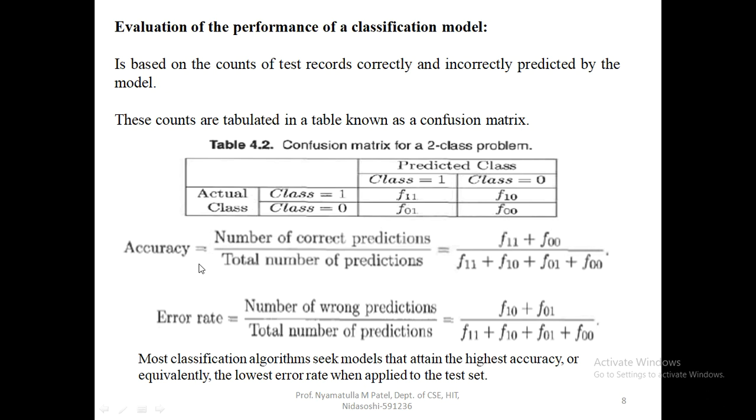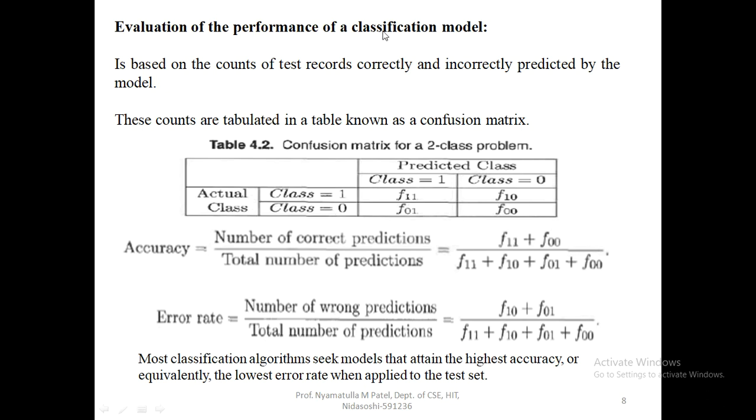So how will we find the accuracy of a classification model? Accuracy is equal to the number of correct predictions divided by the total number of predictions. That is, f of 1 1 plus f of 0 0, divided by f of 1 1 plus f of 1 0 plus f of 0 1 plus f of 0 0. This will give you the accuracy of your classification model.